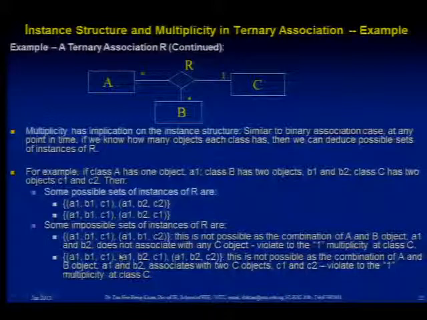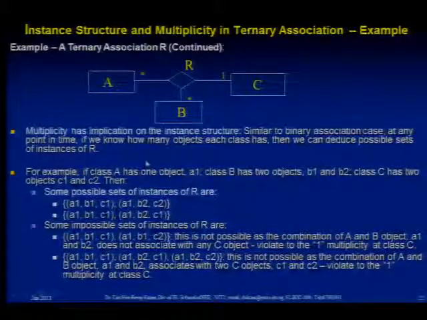Why is it possible for R to have this set of instances? You can easily check that this set of instances satisfies all the multiplicities here. This multiplicity is 1. What's the meaning of 1 here? It always references each combination of objects, 1 from each remaining associated class. So when you read the meaning of 1 here, it means that each combination of A, B objects, 1 from A, 1 from B, associates with exactly 1 C.